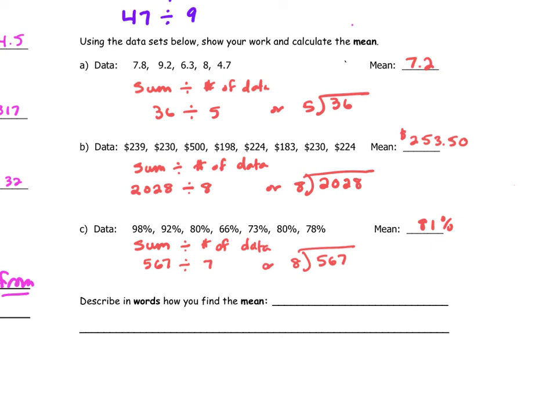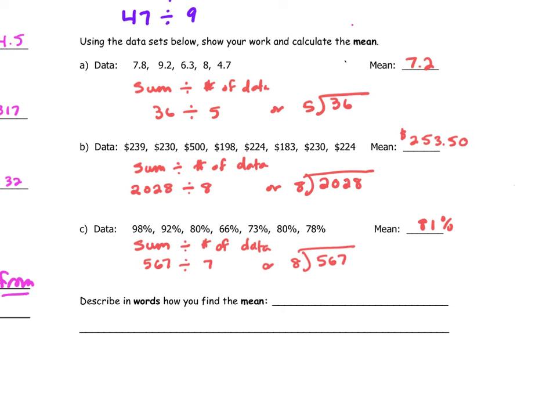The next set of data had to do with money. And the sum, or the total of all the data, was 2,028, and there were 8 data items. So 2,028 divided by 8 was $253.50. And I want you to stop and acknowledge this.